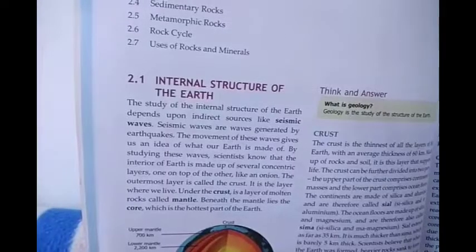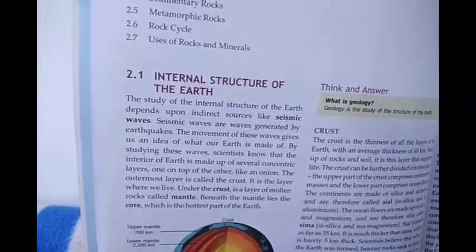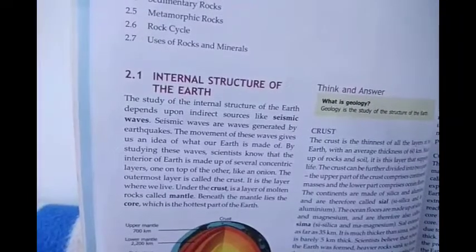Yes, there are many things inside the earth. Our earth is made up of several concentric layers. And these concentric layers are as follows: crust, mantle, and core. Okay, so these are the three layers that are found inside the earth.